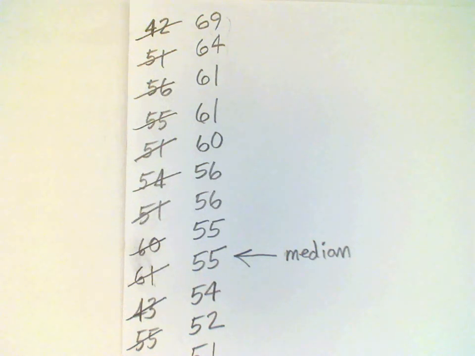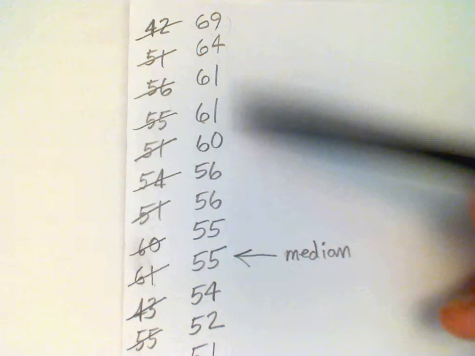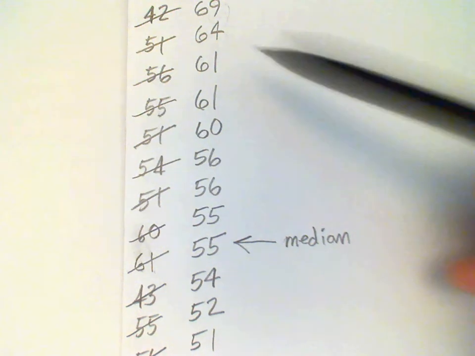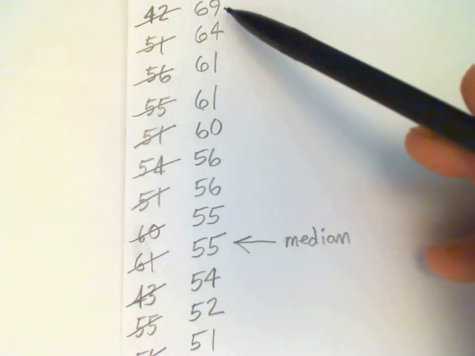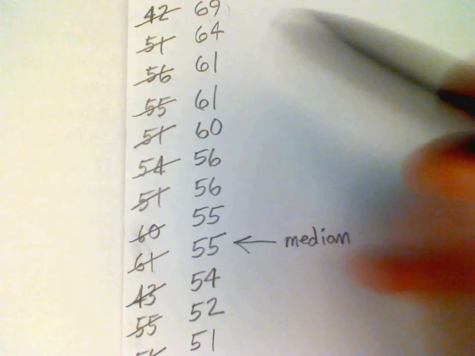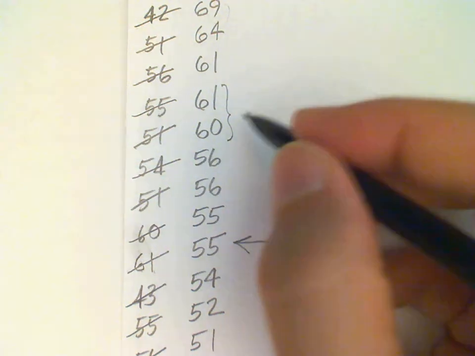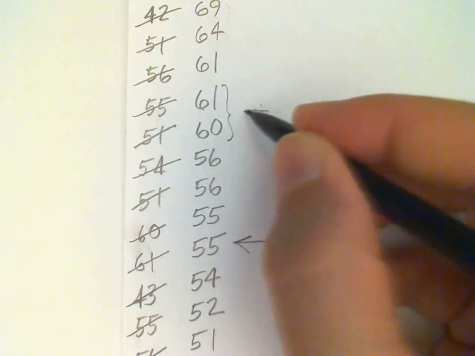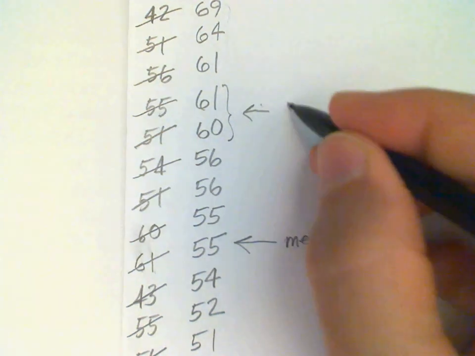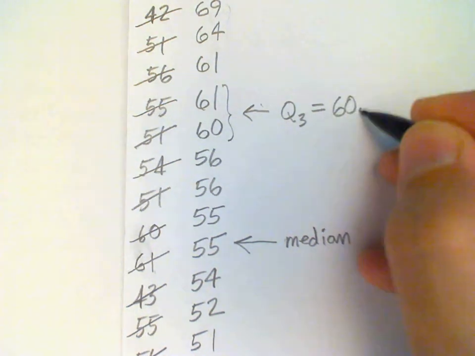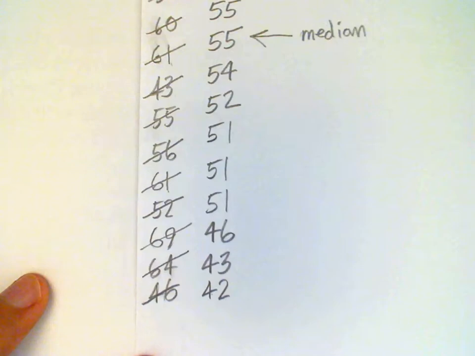Okay, so now what do I have? Well, I have an upper half here, and I have a lower half here. Each one of those halves has a median value, so I can find it. There are 8 values up here, so I need to take the 4th from the top and the 4th from the bottom and then take their average, and that gives me the 3rd quartile, which is 60.5.